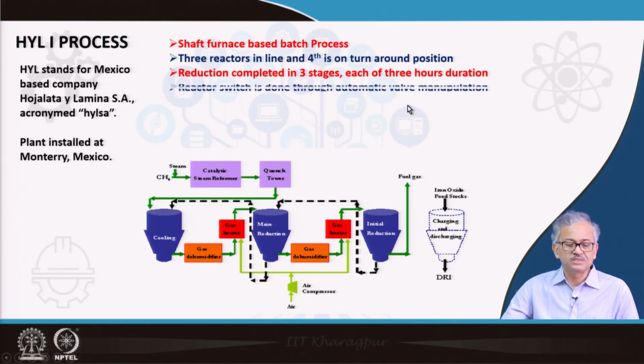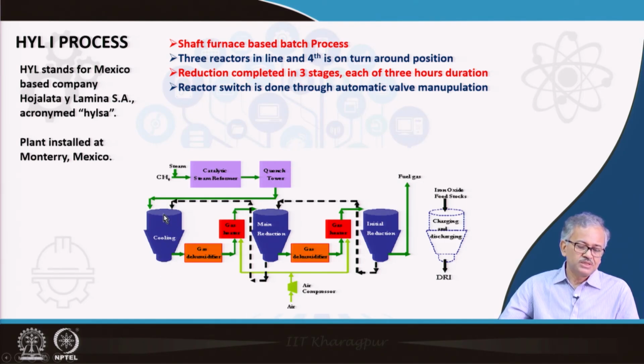So this is the process, and in the next cycle, reduction is completed in 3 stages, each of 3 hours duration. All this process requires around 3 hours, as I said. And the reactor switch is done through automatic valve manipulation. That is, the reactor does not move, only the valves are manipulated. The reactors are connected with different valves.